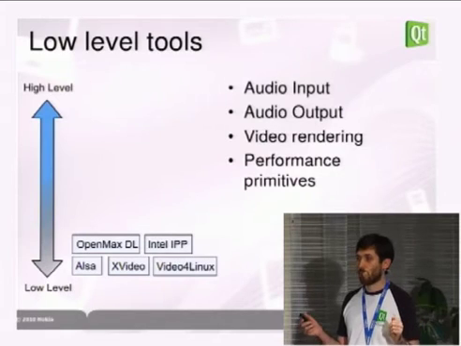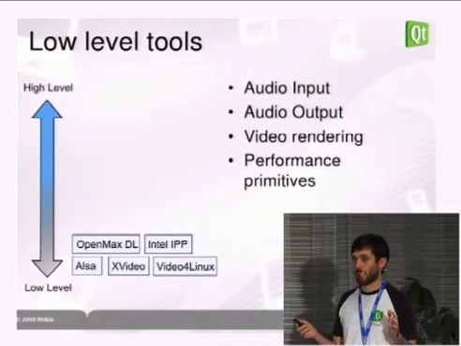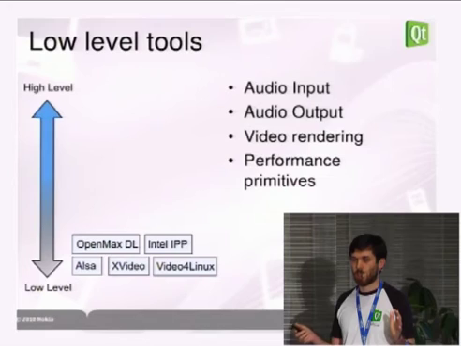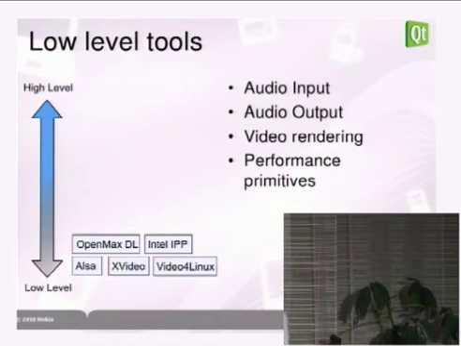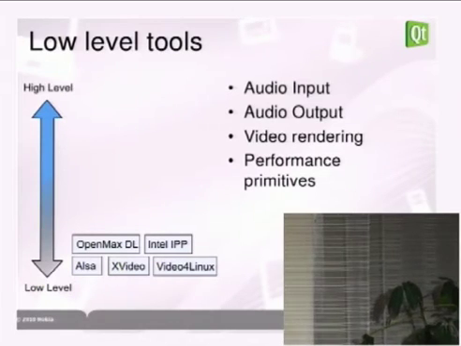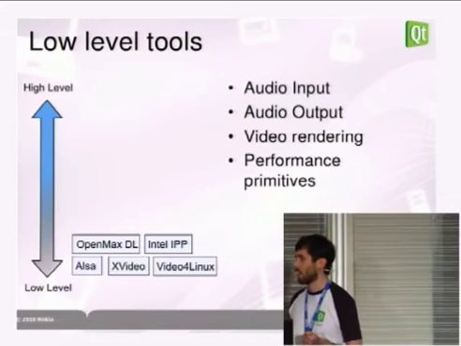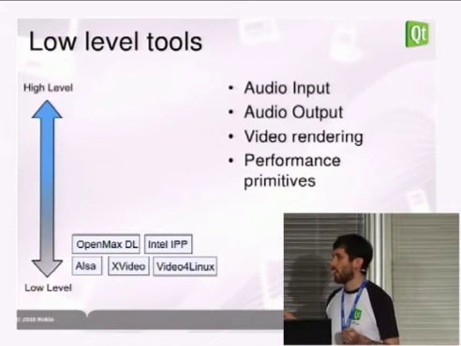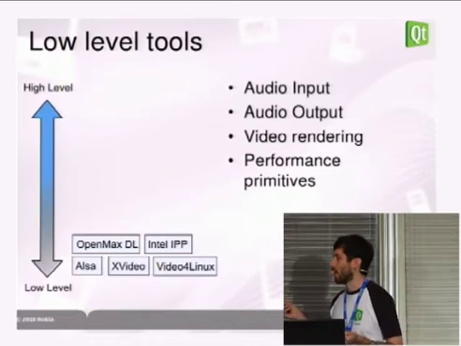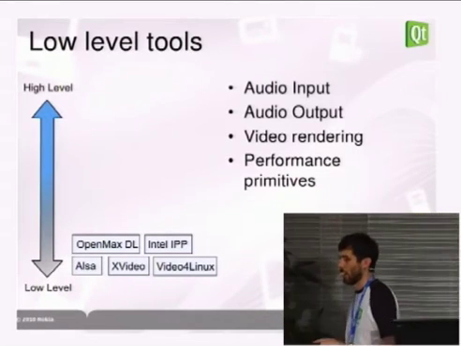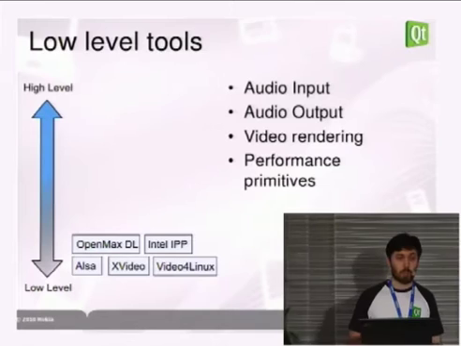And another group of APIs is access to devices for input and output, for audio and video. We have some examples like for primitives, OpenMAX DL or Intel Performance Primitives. And for audio input or output, also Xvideo for video rendering and Video4Linux for video capture.